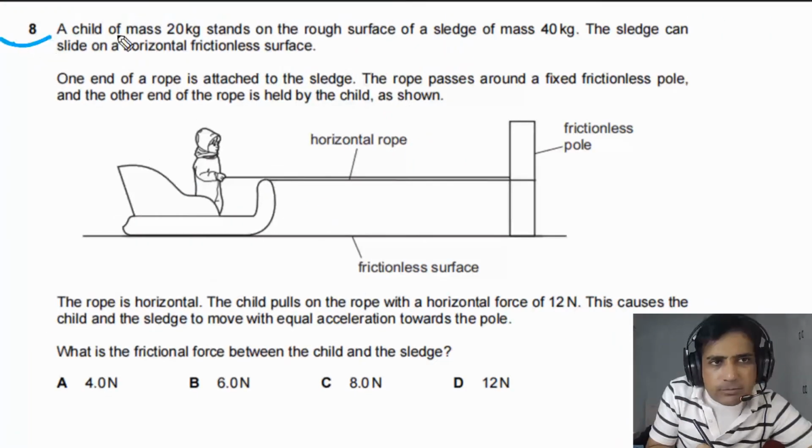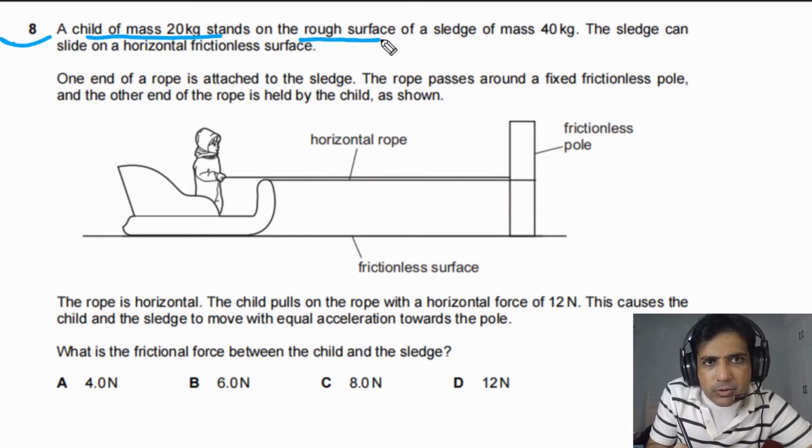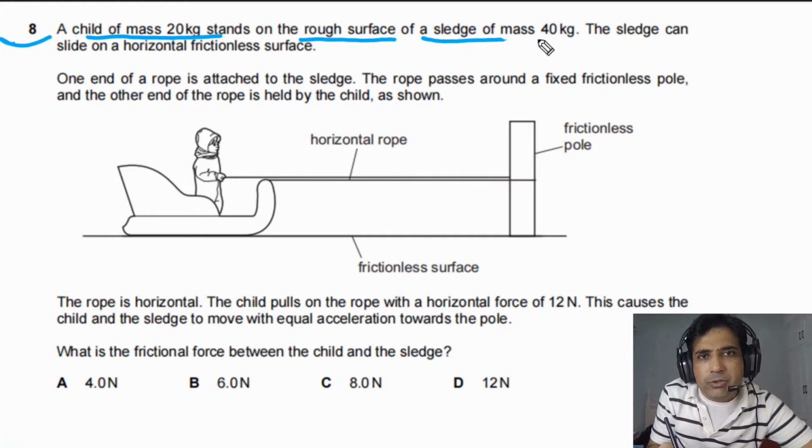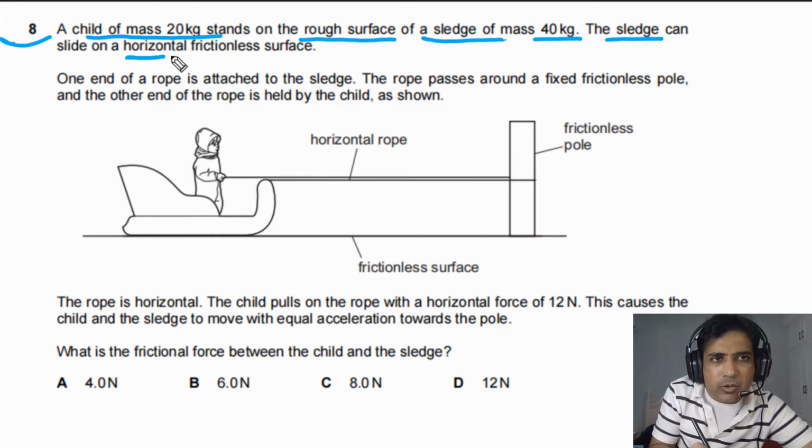For question number 8, it is given to us: a child of mass 20 kilograms stands on the rough surface of a sledge of mass 40 kilograms. The sledge can slide on a horizontal frictionless surface.